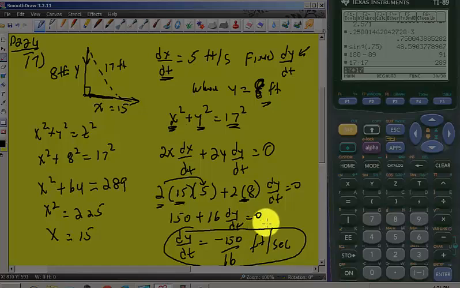All right, like I said, you have to end everything with a short sentence, and the question was, how fast is the top of the ladder moving down? So the top of the ladder is changing, so you're going to say, the top of the ladder is changing at negative 150/16 feet per second. Okay, you do not have to reduce.